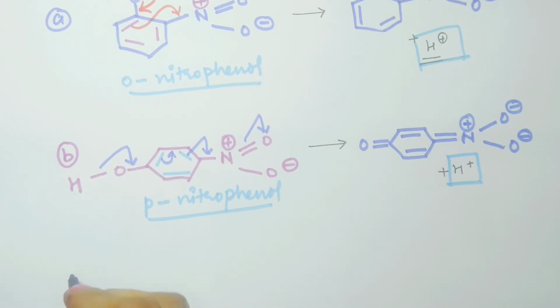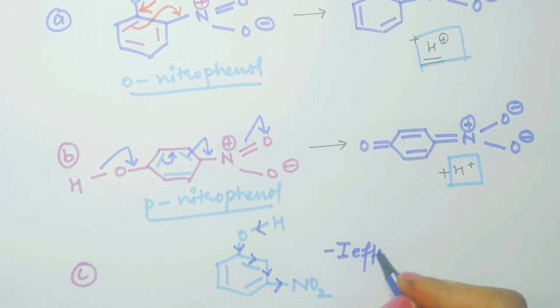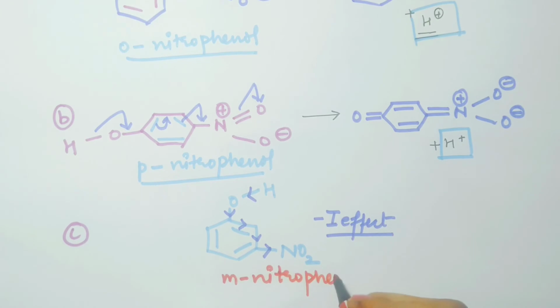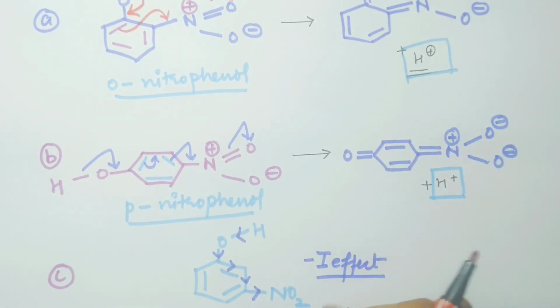Okay, next we are having metanitrophenol. See, metanitrophenol. Here this nitro group, this electron withdrawing group, shows minus I effect. Due to minus I effect, the release of H positive is very difficult. So this is your metanitrophenol. Now we have to see whether orthonitrophenol is more acidic or para or meta.